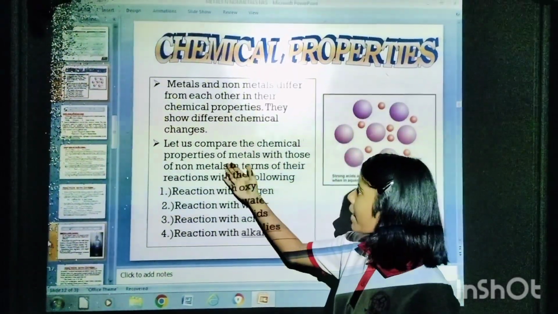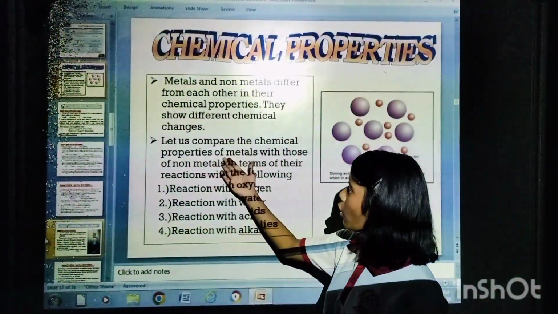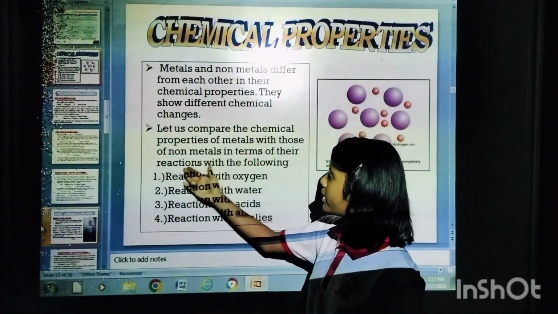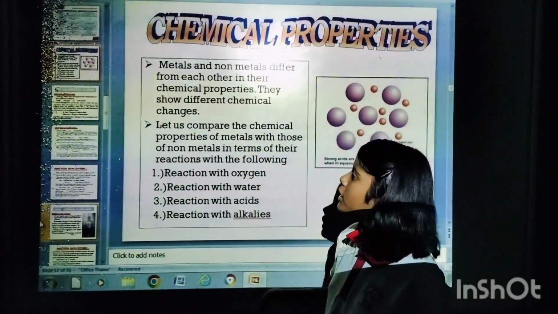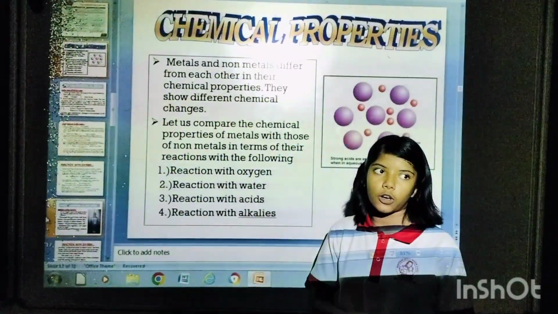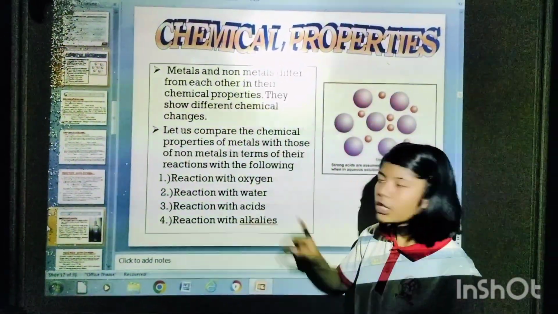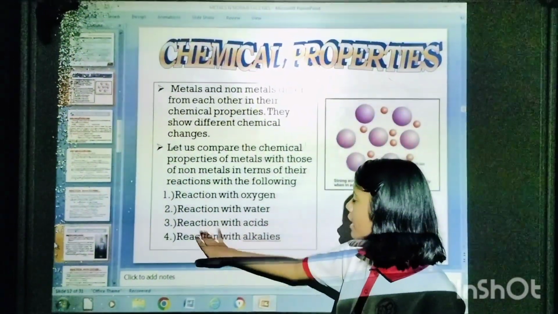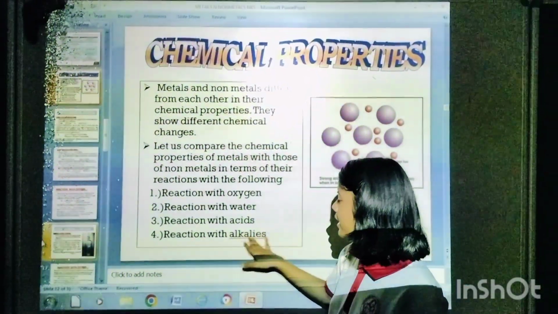Let us compare the chemical properties of metals with those of non-metals in terms of their reactions with the following: reaction with oxygen, reaction with water, reaction with acids, and reaction with alkalis.